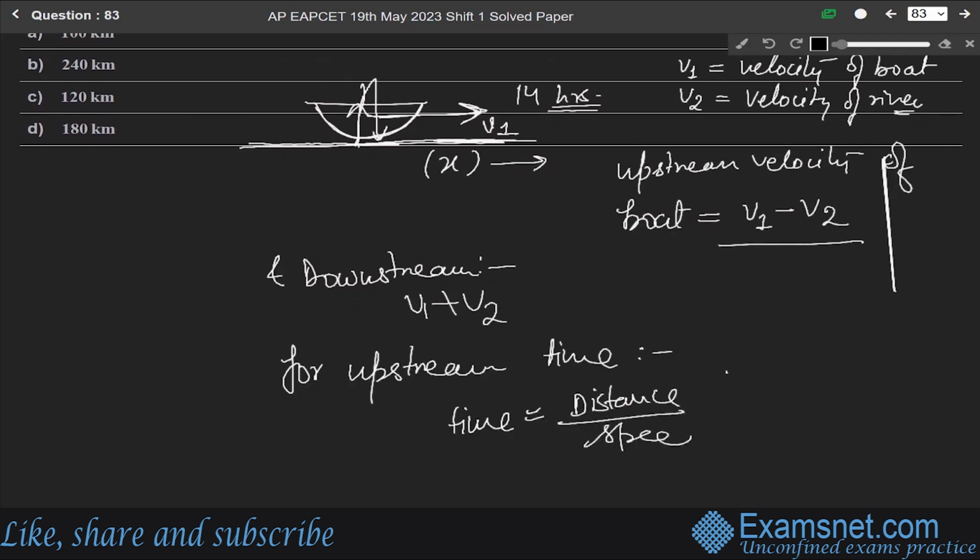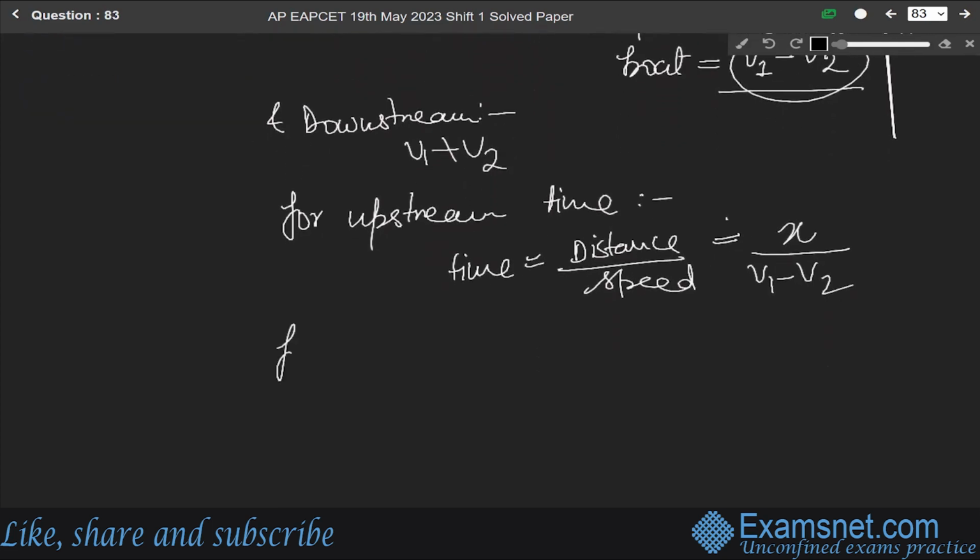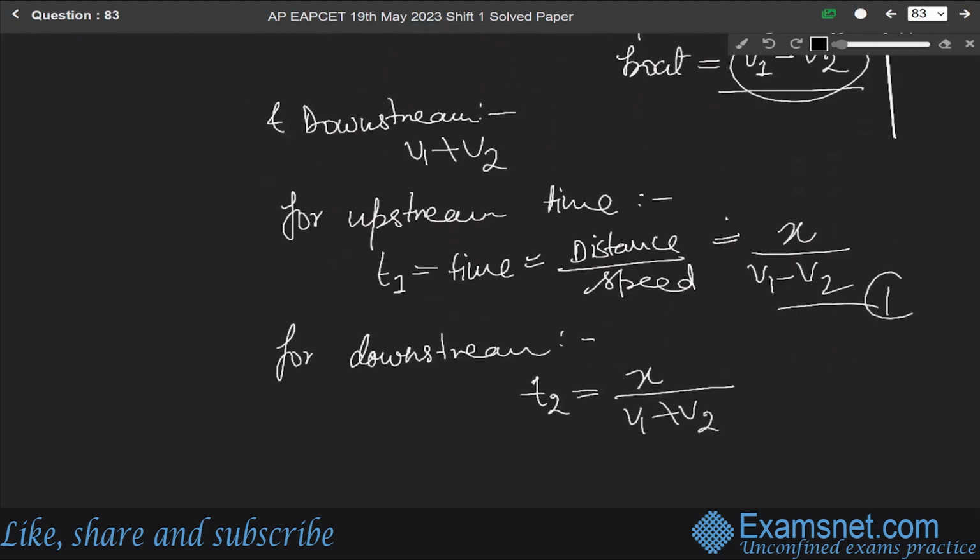So for upstream, distance is x and speed is v1 minus v2. Let us say this time is T1. And for downstream, the time T2 will be distance x over speed v1 plus v2. Let us say this is equation 1 and this is equation 2.